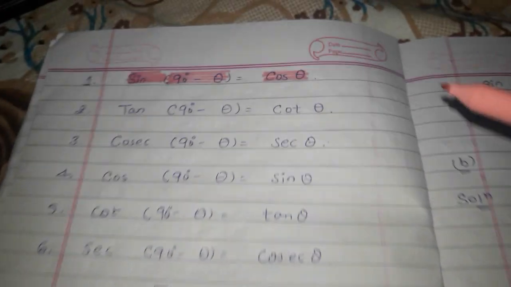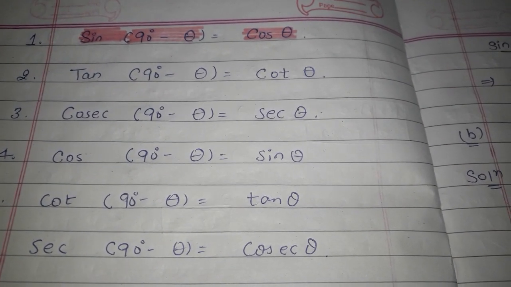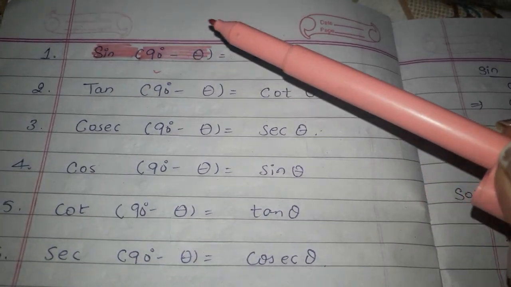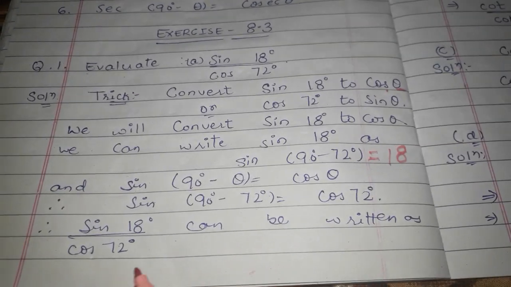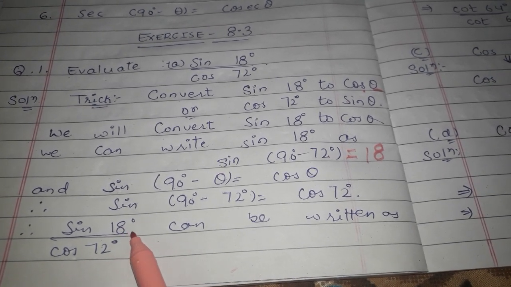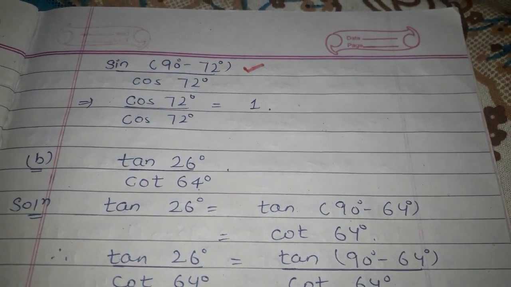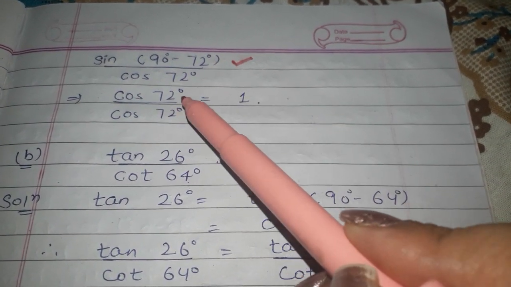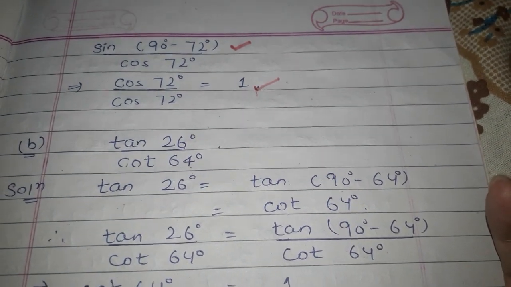Now as we know, according to the first formula, sin(90 degrees minus theta), where the value of theta can be any, is equal to cos theta. That means sin(90 degrees minus 72 degrees) will be equal to cos 72 degrees. So sin 18 degrees upon cos 72 degrees can be written as sin(90 degrees minus 72 degrees) upon cos 72 degrees as it is. Sin(90 degrees minus theta) is cos theta, so that is cos 72 upon cos 72, which is 1. So this is the answer of the first question.